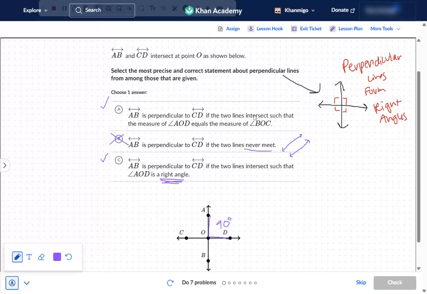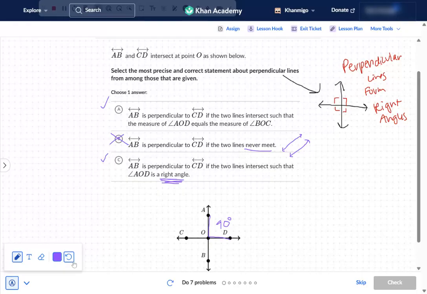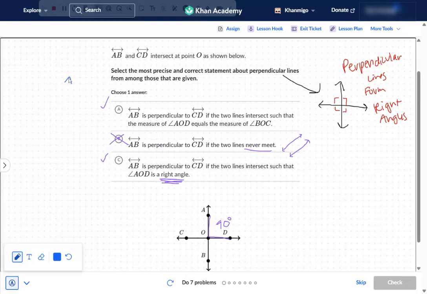So they're perpendicular if they intersect so that the measure of AOD equals BOC. But now I'm thinking it's not A, because this could be AB, and then this could be CD, right? And then those two angles would still be congruent because they're vertical angles, but we can draw them in different ways. They're vertical angles, they are congruent, but it doesn't necessarily mean that they're perpendicular, right?